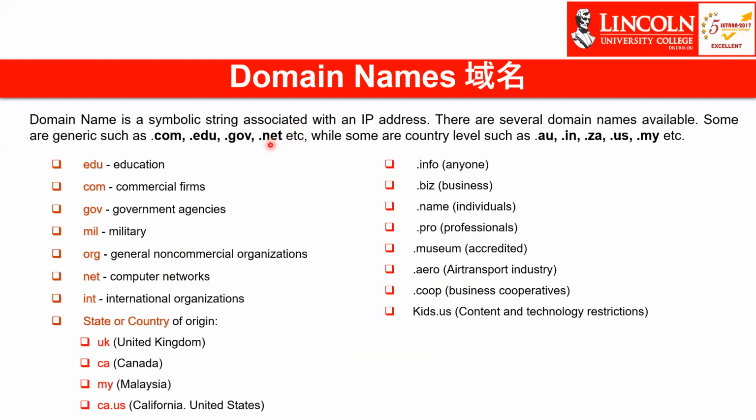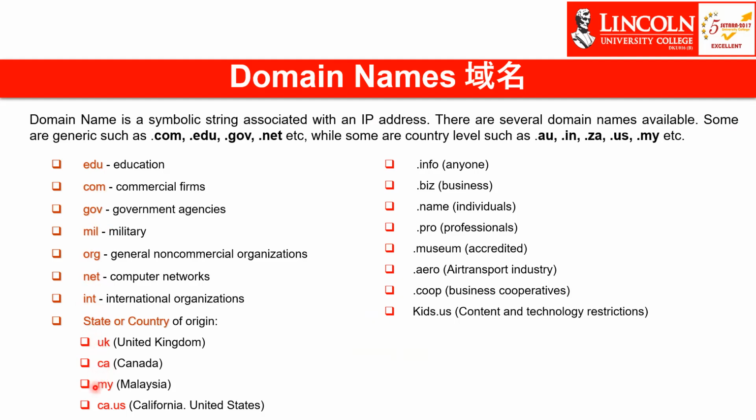And what does this actually mean? Whenever you see .edu, that is an education or educational entity. Whenever you see .com, that's a commercial firm. Whenever you see .gov, that's a government agency. Whenever you see .mil, that's for military. Whenever you see .org, that's a non-commercial organization or non-governmental organization. Whenever you see .net, that's a community network. .int is for international organizations. You can also have some that may be state or country domain names. So you can have something like yahoo.uk. Whenever you see .uk, that means it comes from that particular region.